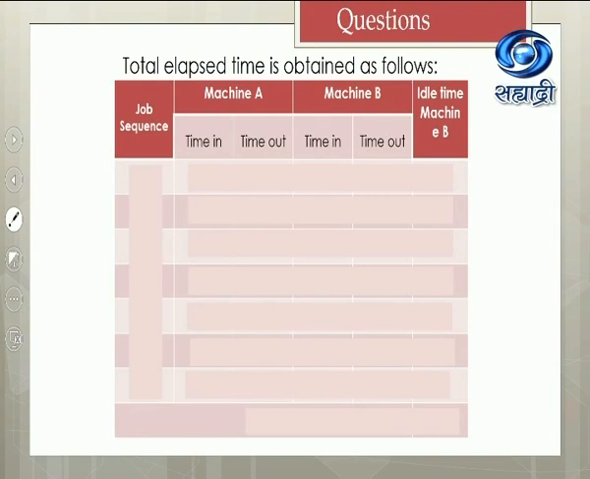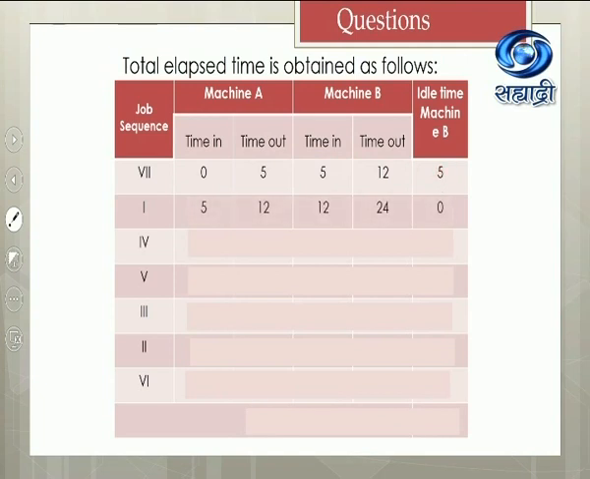Now we will prepare the working table. So total elapsed time is obtained as follows. You will get the job sequence which we obtained right now. You can obtain a different sequence also, but just consider one while making the elapsed time table. So it will go in at 0 minutes, come out at 5 minutes. Then it will go in at 5 and come out after 12. So idle time for machine B is 5.